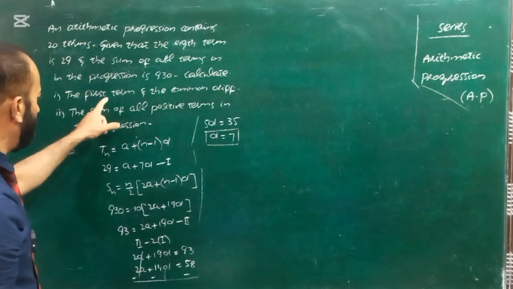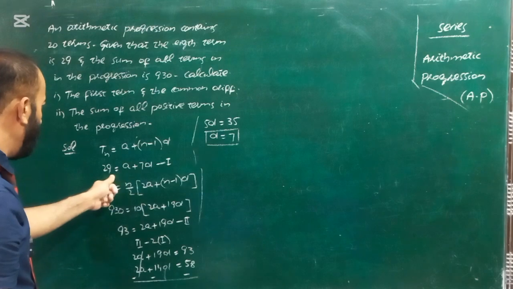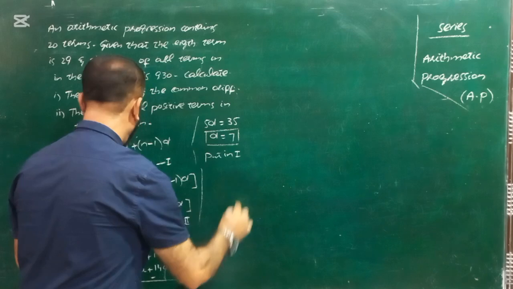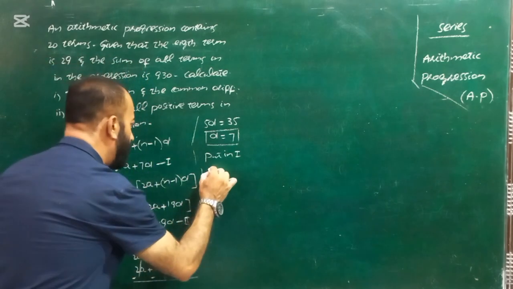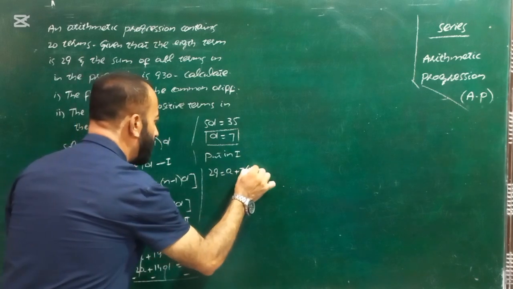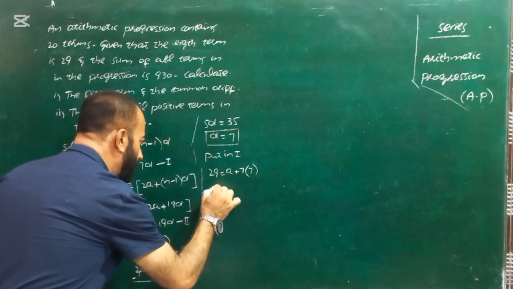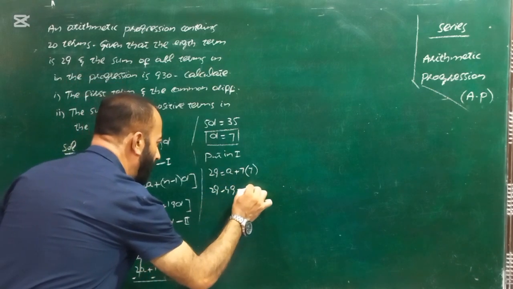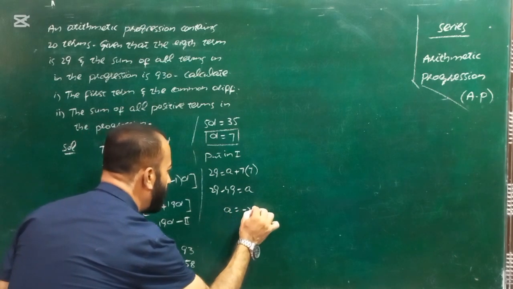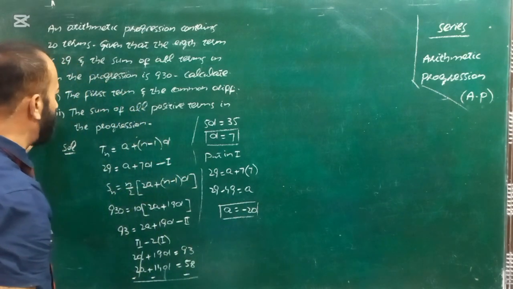The second thing is the first term is also required. So now we will put d into equation number 1. So put in 1. So 29 is equal to a plus 7 into d, and d is 7. So 7 sevens are 49. So this will come here, will be equal to a. From here you can see a will be equal to minus 20. So this is the first term. So the first part is done.